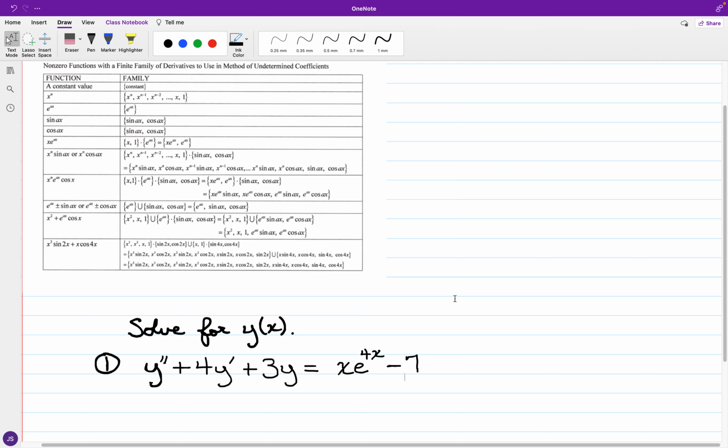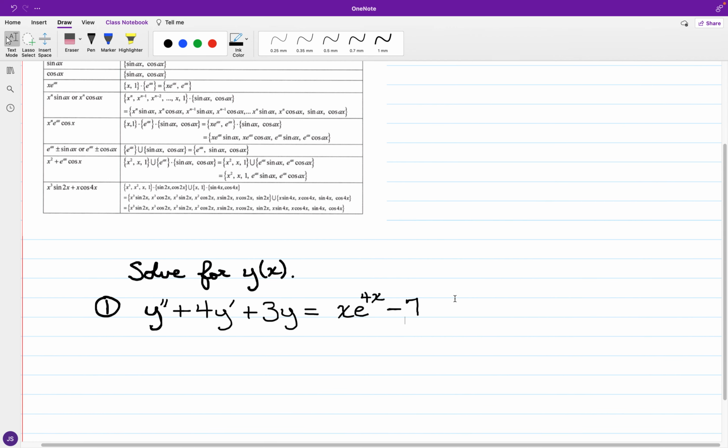What we have in the case of working with second order non-homogeneous differential equations, and I'm going to start out with cases where you're not going to have any duplication of any of the complementary roots. And let's say, for instance, we're looking at solving for y of x. Here we have a second order differential equation whereupon we have y double prime plus 4y prime plus 3y is equal to x times e to the 4x minus 7.